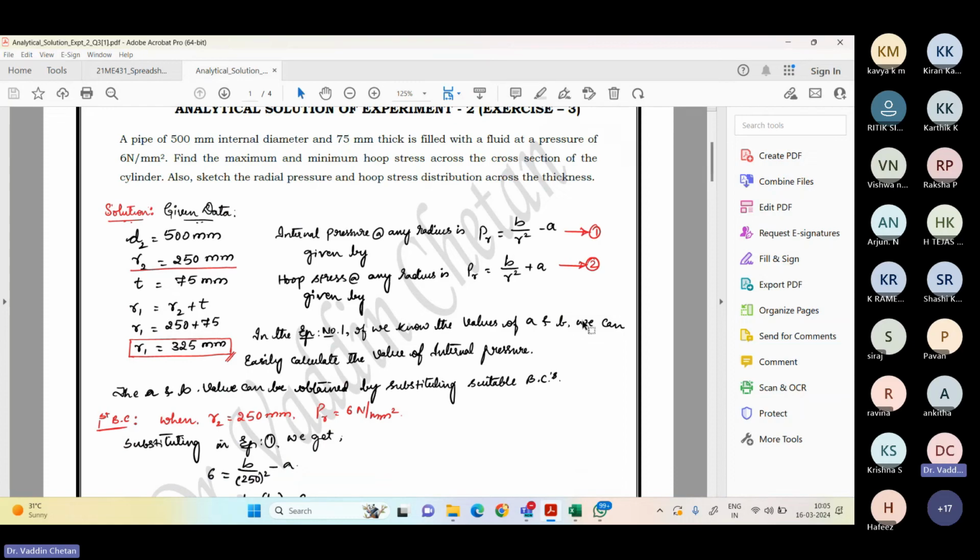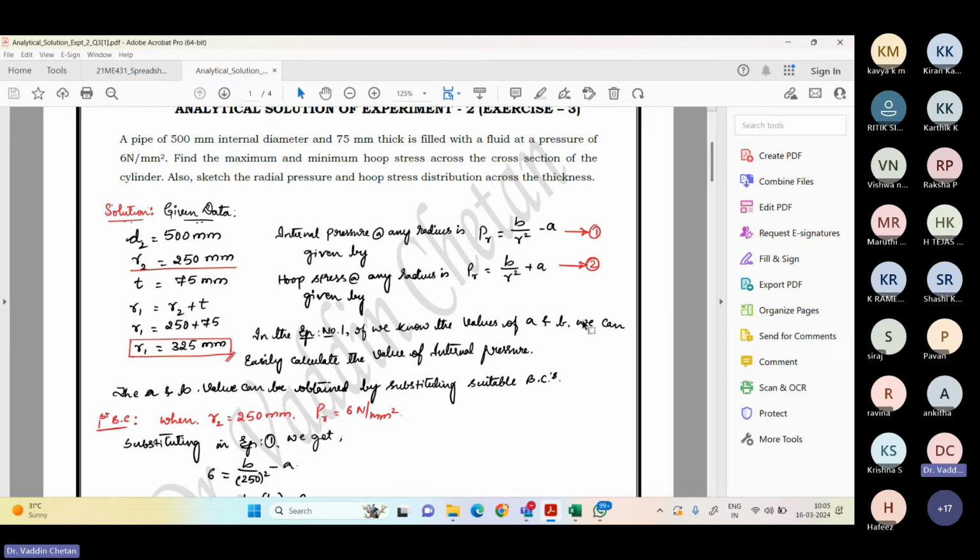So here, in this problem, I can see that a pipe of 500 internal diameter and 75 thick is filled with a fluid at some pressure. He has given that pressure, and I need to calculate the maximum and minimum hoop stress across the cross section of the cylinder. Also, I need to sketch the radial pressure and hoop stress distribution. I need to plot it.